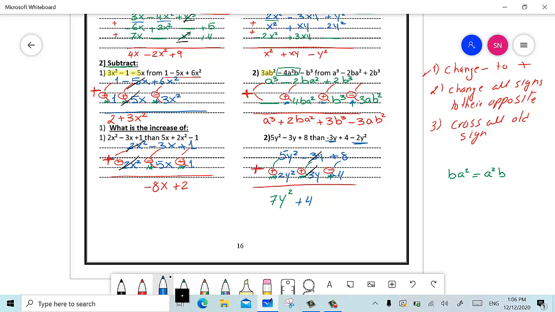So again, when we are doing subtraction, just follow those 3 steps. After we write the two expressions under each other, change the subtraction to be addition, and then change all signs to their opposite. If you have positive, make it a negative, and if you have negative, make it a positive. And don't forget to cross all the old signs in order not to get confused, and then do it as an addition problem. I hope it's clear now.